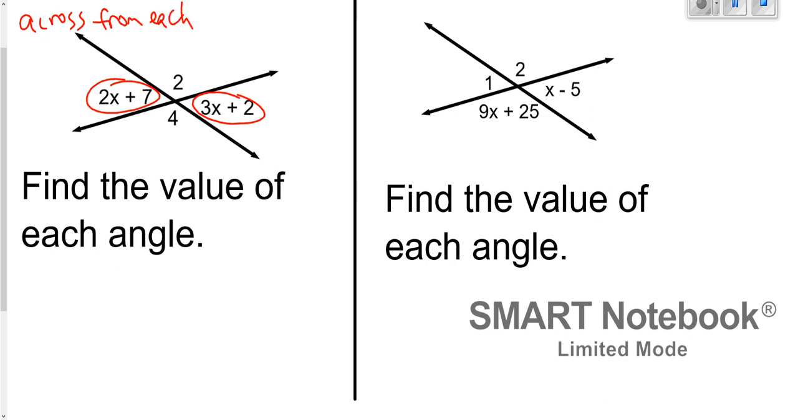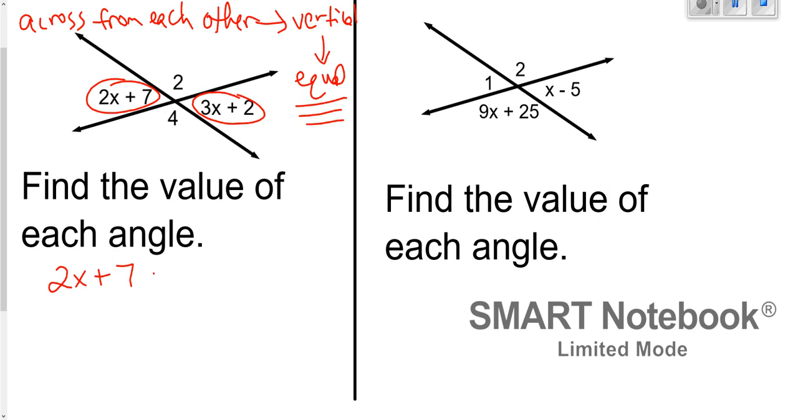What do we know about angles that are across from each other? They have a name. They're called vertical angles, and vertical angles are equal. That's where we need to get to. So I can just set these two angles equal to each other. 2x plus 7 equals 3x plus 2. Now we need to solve this equation.